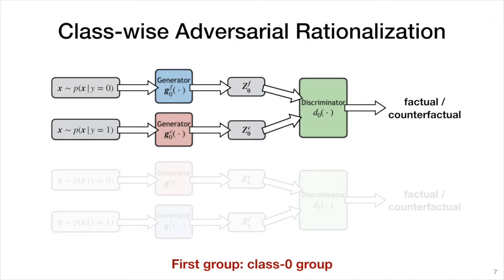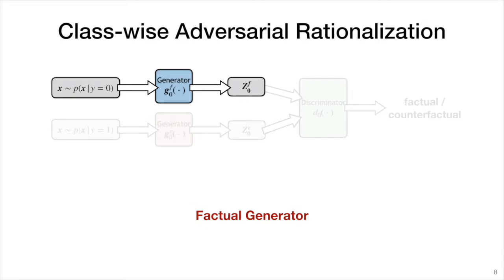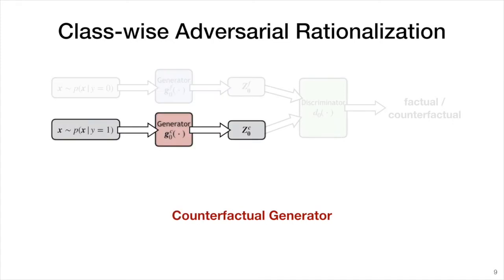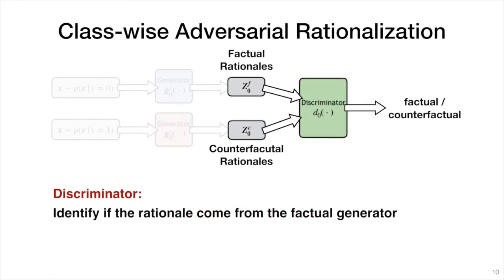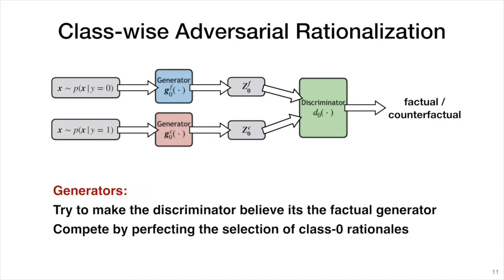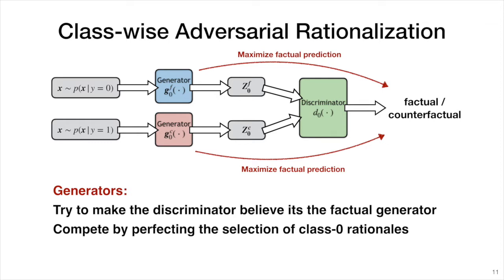In this group, there is a factual generator, which generates class 0 rationales from class 0 texts. There is a counterfactual generator, which also generates class 0 rationales, but from class 1 texts. There is a discriminator, which distinguishes factual from counterfactual rationales. Both factual and counterfactual generators try to convince the discriminator that their rationales are factual.